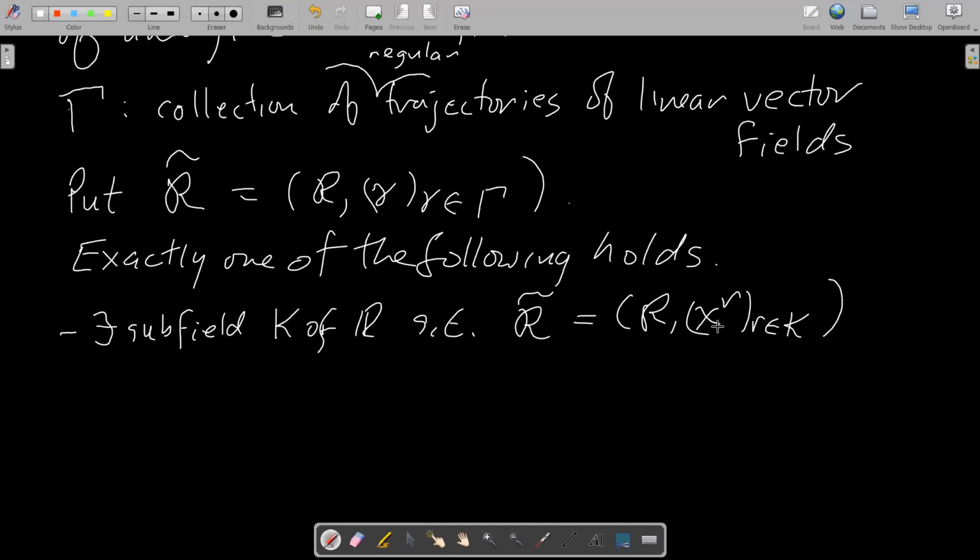Now, of course, if we think of these x to the r, if we identify them with their graphs, they are certainly trajectories of linear vector fields. If we look, for example, at e to the rx, for x bigger than 0, if we differentiate this thing, we certainly see that we're going to get this as a trajectory of it after reparametrizing. So this is one possibility.